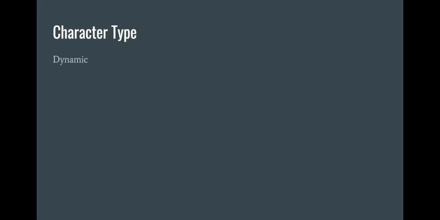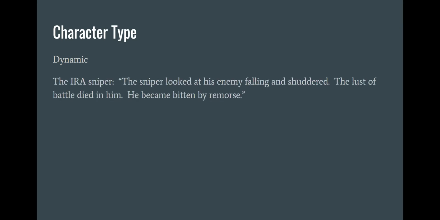All right, character type. So we talked about dynamic and static characters. A dynamic character is a character that changes through the course of a story. A static character stays the same. So I would argue that the protagonist is a dynamic character because at the beginning of the story, he seems pretty used to the way of life. He's seen death before. He knows what he has to do. He does it. He takes out the old woman, right? Doesn't feel anything. And then he takes out the enemy sniper and he feels regret and remorse.